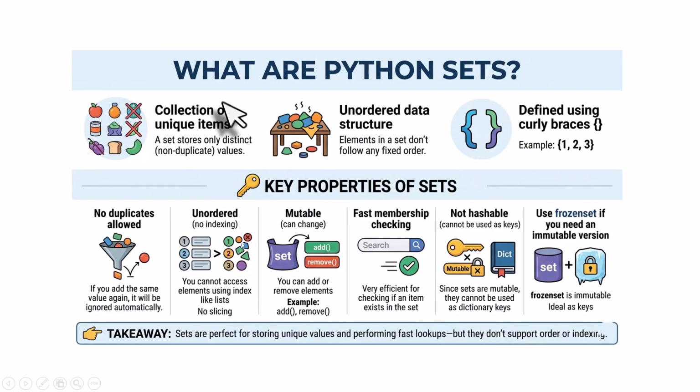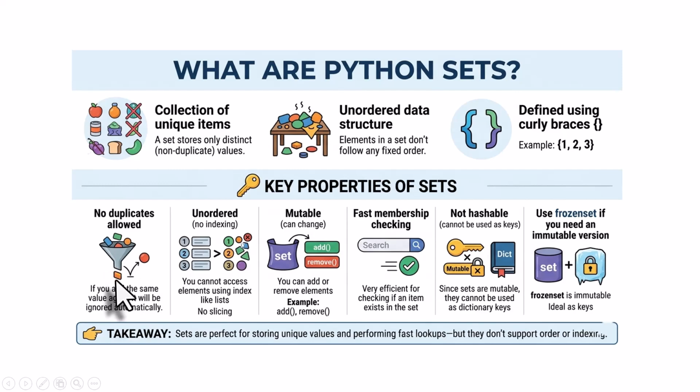Okay? Let's understand what are Python sets. Sets are collection of unique items. So set stores only distinct, that is non-duplicate values, and set is unordered data structure. That is, elements in a set don't follow any fixed order, and set is defined using curly braces as shown here. And the key properties of sets are no duplicates allowed.